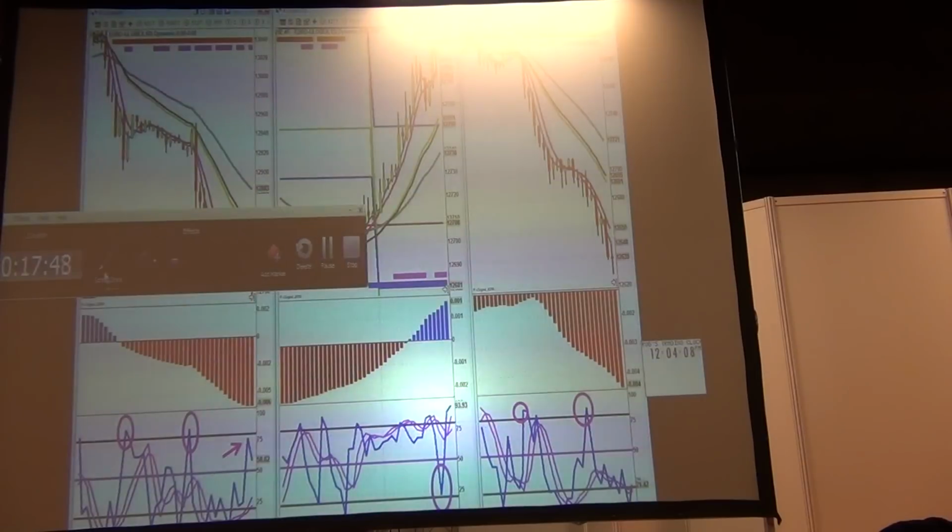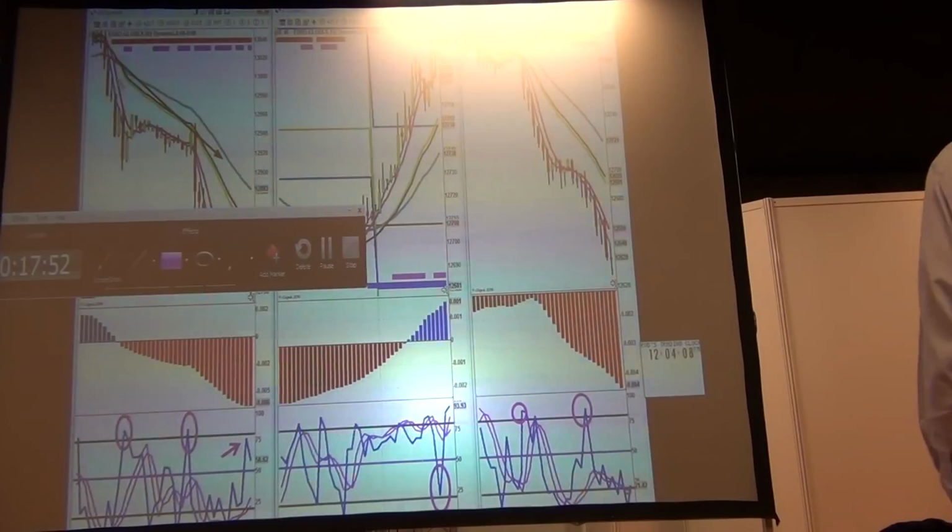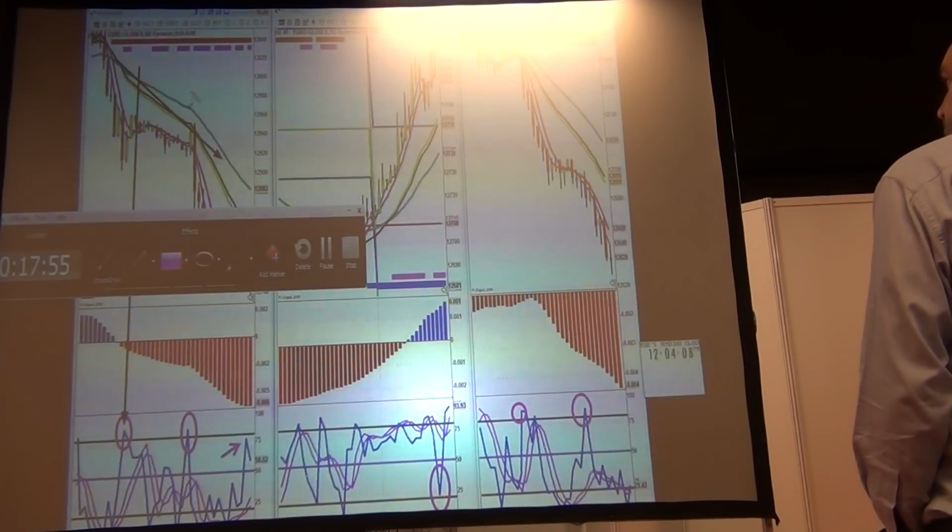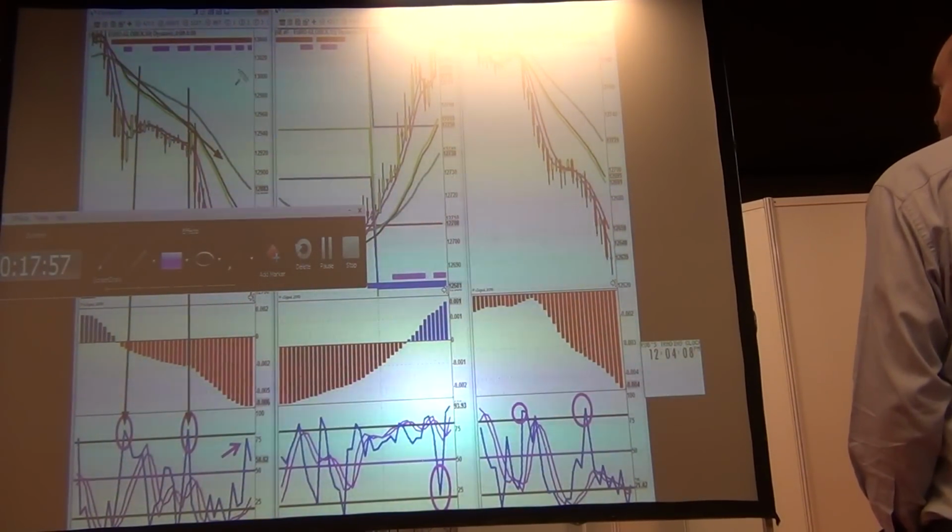Okay, so basically we have the moving averages coming down. We have a spike here and a spike here. Okay.